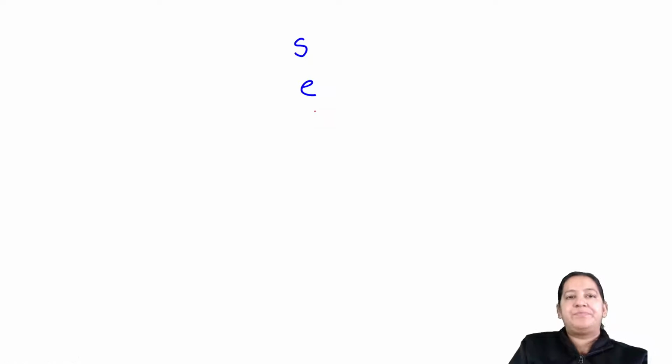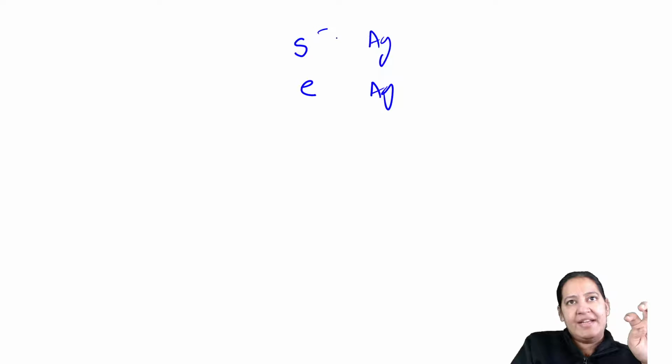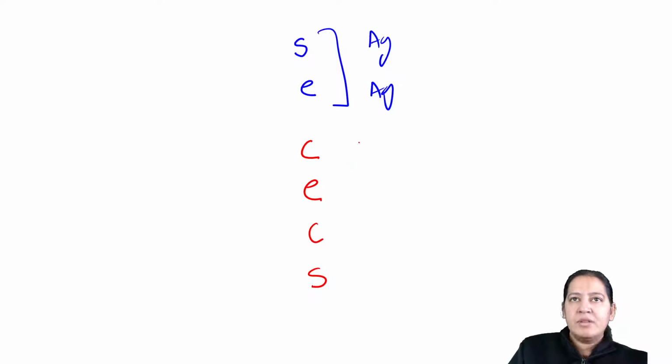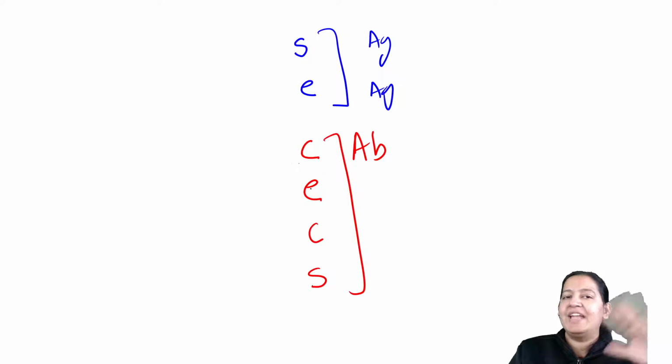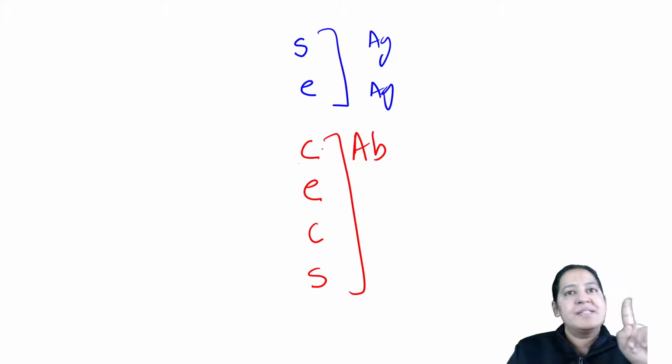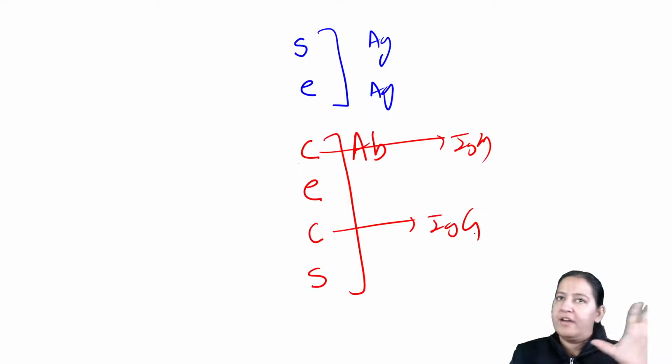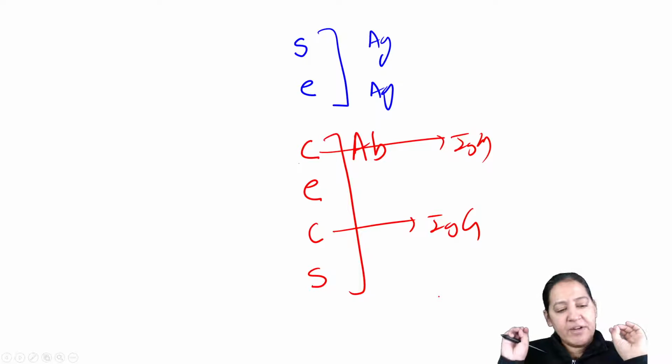What is the sequence for antigen? The sequence is S and E, S antigen and E antigen. For antibody, the sequence is C, E, C, S. All of them are antibodies: C antibody, E antibodies. But the first C is IgM and the second C is IgG. There are 2 types of E. So this is the sequence SECECS. This is the mnemonic. However you learn, it's your wish.